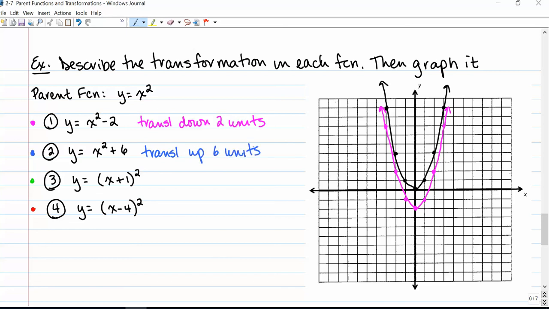And I think I can do this all in the same graph here. So my vertex is going to move up 6 units, and then every corresponding point is also going to move up 6 units.